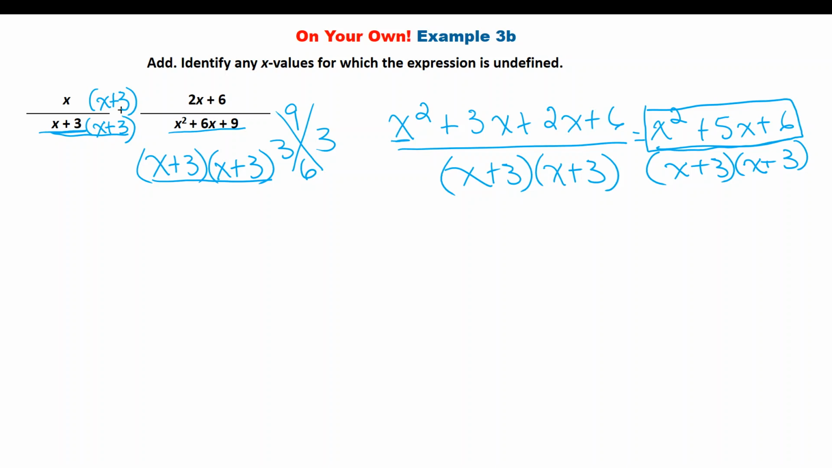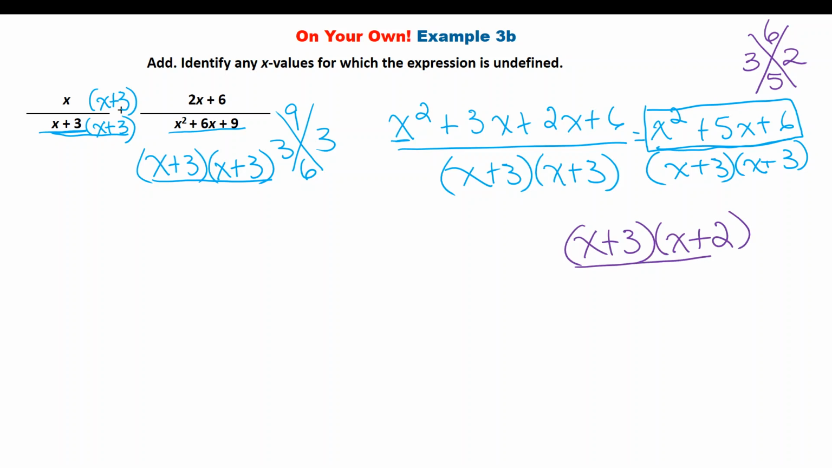So x squared, I'm going to take a look and say, are there two numbers that multiply together to get 6, add together to get 5? And that's an easy one, 3 and 2. So I'm going to rewrite that as x plus 3 and x plus 2 all over our denominator, x plus 3 times x plus 3. And when I do that, I see that I can actually cancel out one of my x plus 3's, so my final answer is right here.